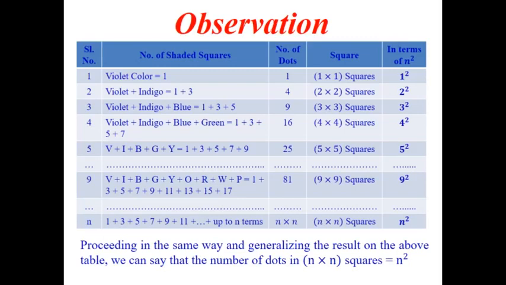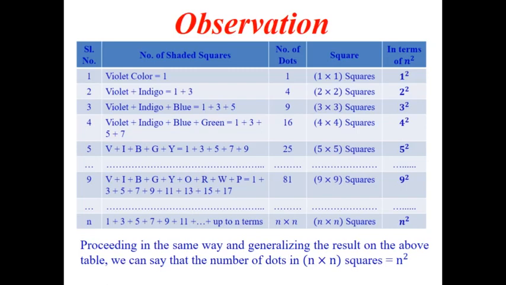So observation. First, number of shaded squares for violet color is 1. Number of dots is 1. So squares, there are 1 into 1 squares. So in terms of n square, that can be represented as 1 square. Then violet plus indigo, that is equal to 1 plus 3. Number of dots are 4. Squares are 2 into 2, that is equal to 2 square.